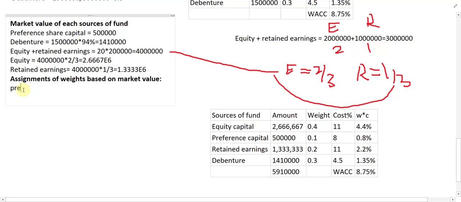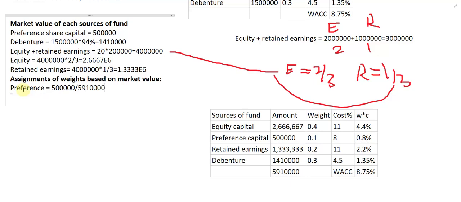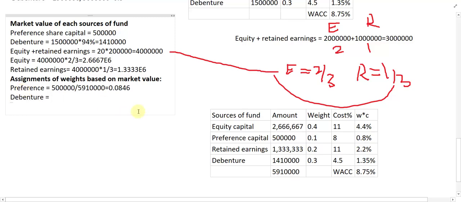So first, calculate for preference. Preference equal to how much? 5 lakh divided by 59,10,000, right? Press the equal sign, you get some weights. After this, of course, find out for debentures. Debentures equal to, how much is the value of debenture? This is the value of debenture you can mention. 14 lakh 10,000, and of course that has to be divided by 59,10,000, right? Press the equal sign, you get the weights.